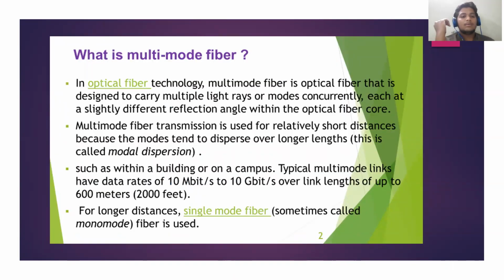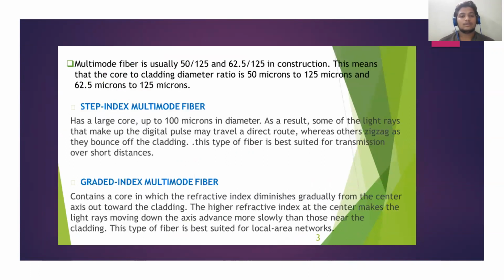Actually, multimode fiber transmission is used for relatively short distances because the modes tend to disperse over longer lengths. This is called modal dispersion. Such as within a building or a campus, typical multimode links have data rates of 10 MB to 10 GB over link lengths of up to 600 meters, that is 2000 feet. For the longer distance, single mode fiber is also used.